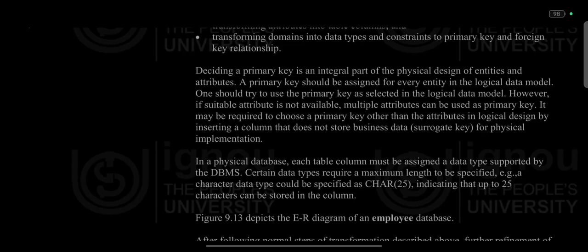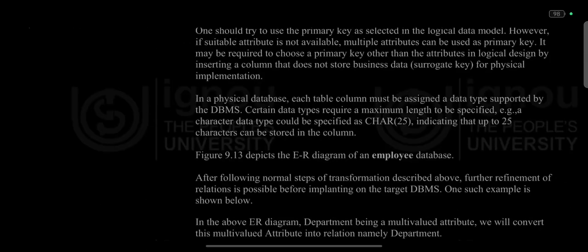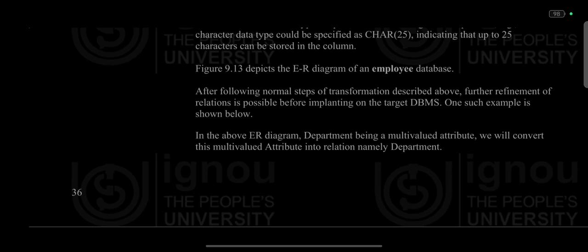In a physical database, each table column must be assigned a data type supported by the DBMS. Certain data types require a maximum length to be specified. Example, a character data type could be specified as char25, indicating that up to 25 characters can be stored in the column. Figure 9.13 depicts the ER diagram of an employee database.